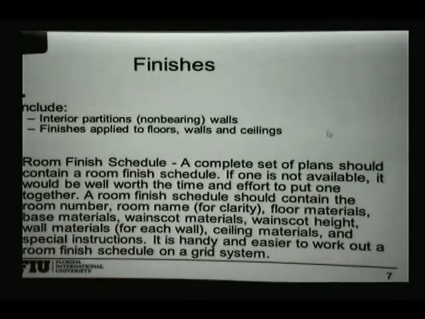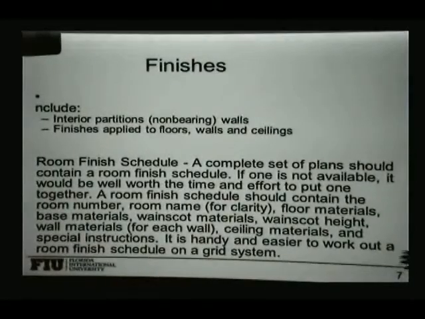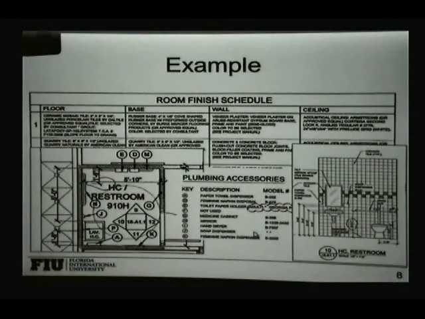So in finishes, we have partitions, floor, wall, ceilings, the suspended ceiling, paint, all of that. There is normally a room finish schedule, a table in the set of drawings that tells you for each one of the rooms what the finish is on floors, walls, and the ceiling. So you would like to look into that, and make sure that you are familiar with how to go from the plan view to the room finish schedule and understand the different symbols.